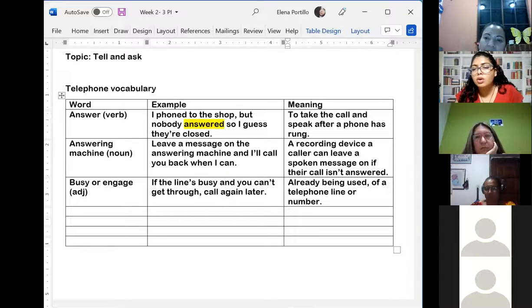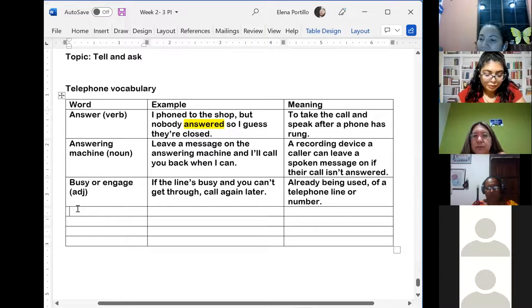Esto pasa más que todo con programas televisivos o de radio o something like that, in which we want to give a call for that station and we can't do it because they are really, really busy. So, cuando tenemos esta palabra nos referimos a que la línea está llena, está ocupada o está siendo ocupada por otra llamada o por otro número, whatever it is. So we have number four.